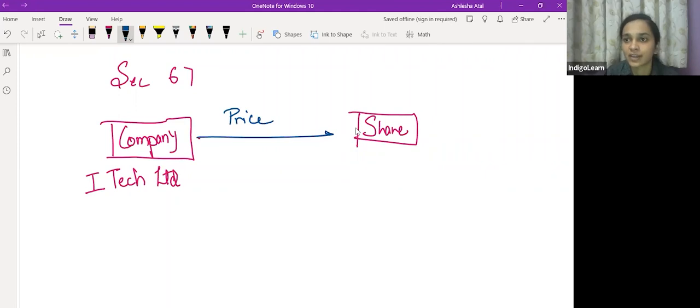Market share, company के share का price क्या determine करता है? It is the market volatility which determines the price of the shares. There's demand, supply. ये सारी चीजें जो हैं, they contribute to determination of price of the shares.